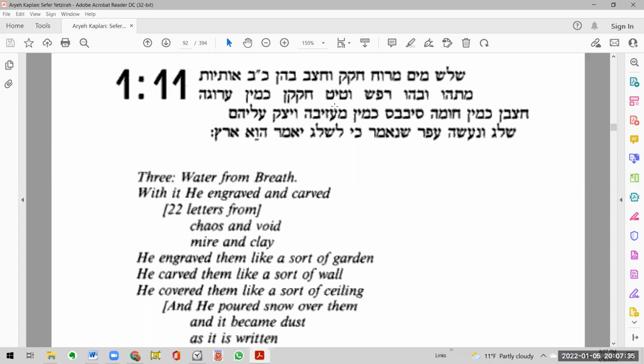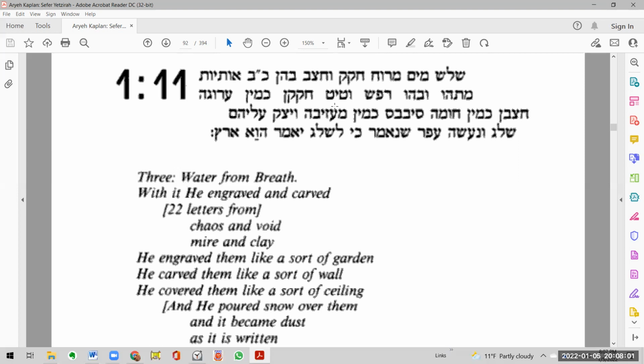Yatzakaleim sheleg, and he threw upon or poured upon them snow. V'nase afar, and it became afar. It became dust or earth. Shenemar, as the verse says, Ki l'sheleg yomar have aretz. To the snow, he said. This is a verse in Job, actually. To the snow, he said, become earth, or go down to earth, be down on earth.